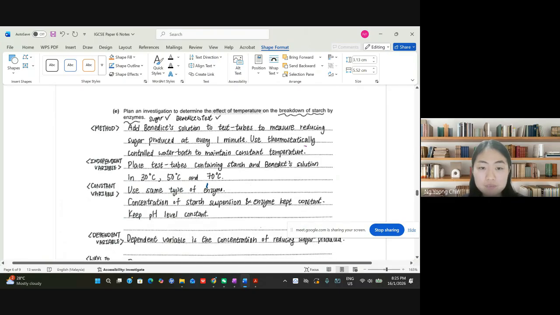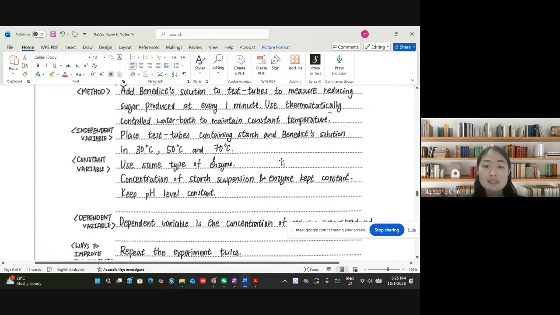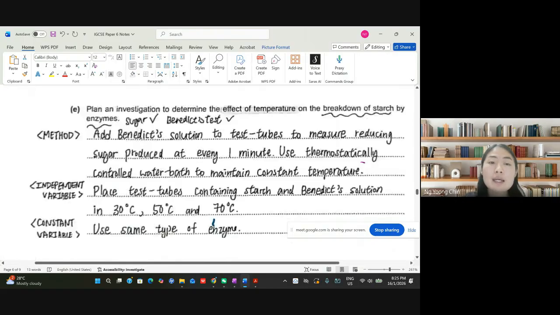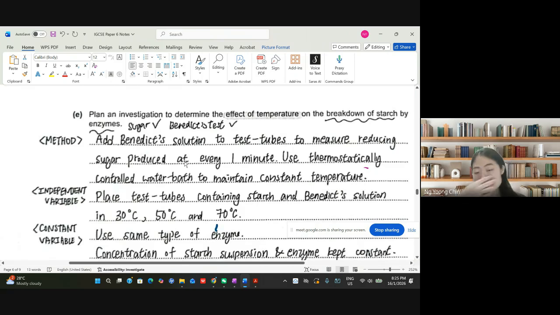Where is it? Just what I talk about. Okay, I asked about here. Okay, this one. Plan an investigation to determine the effect of temperature on the breakdown of starch by the enzyme. So decide your method first. Okay, your method is you are actually doing what?